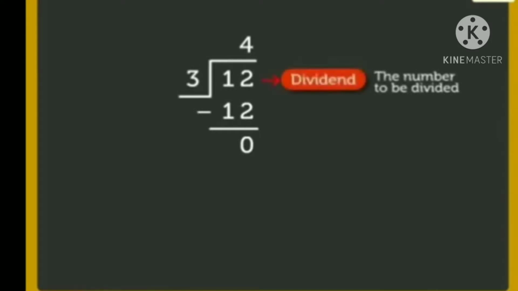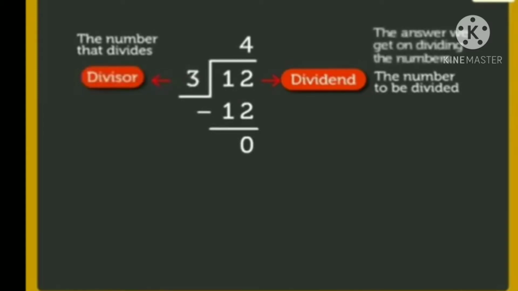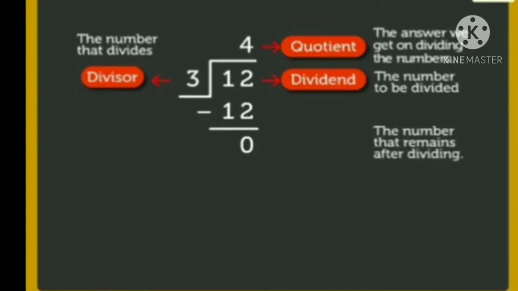Here the number 12 is called the dividend. Dividend is nothing but the number which has to be divided. Next, the number 3 is called the divisor. Divisor is nothing but the number that divides. Next, the number 4 is called the quotient. Quotient is nothing but the answer we get on dividing the numbers. And 0 at the bottom is called the remainder. Remainder is nothing but the number that remains after dividing.